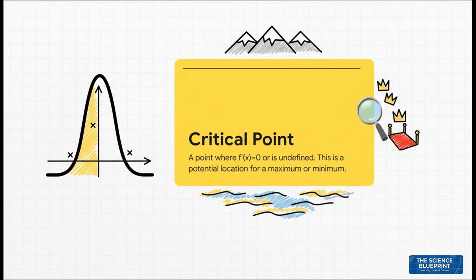This brings us to a really important idea, the critical point. You can think of these as the VIPs of our graph. They are the only places where we can possibly have a peak or a valley, a maximum or a minimum. And we find them by figuring out where the first derivative is 0, or maybe where it just doesn't exist.